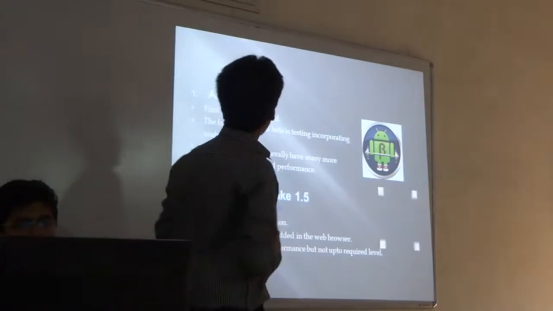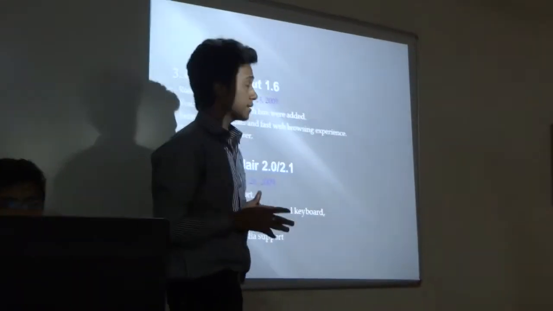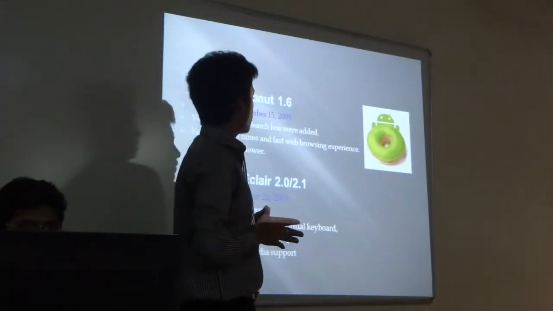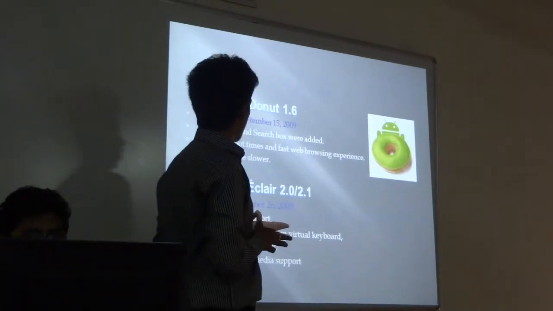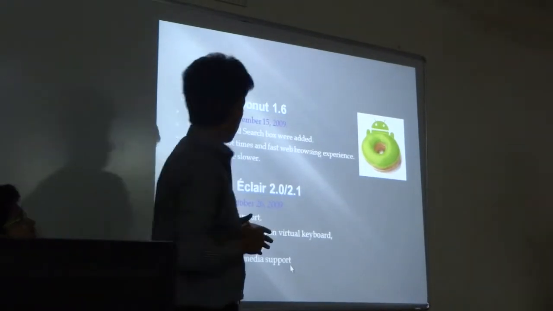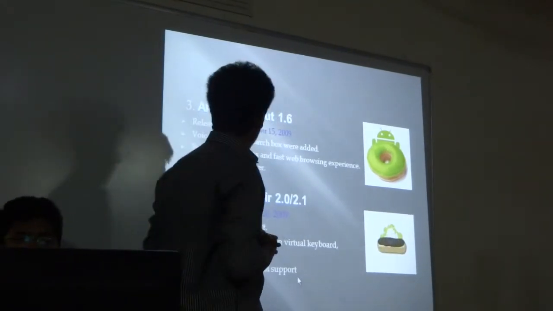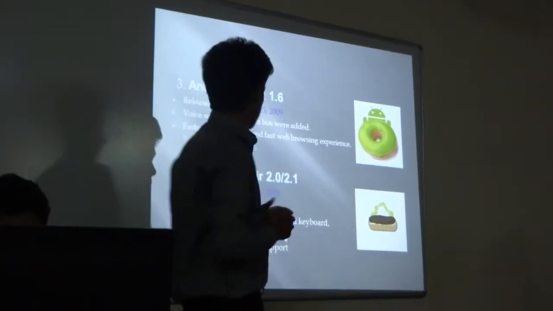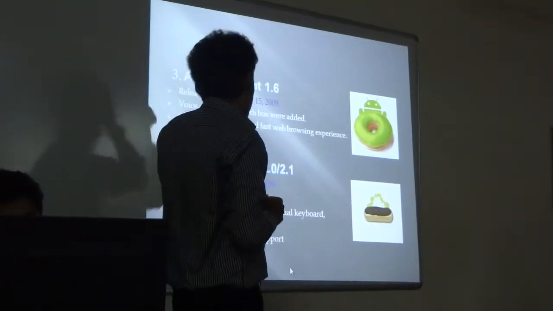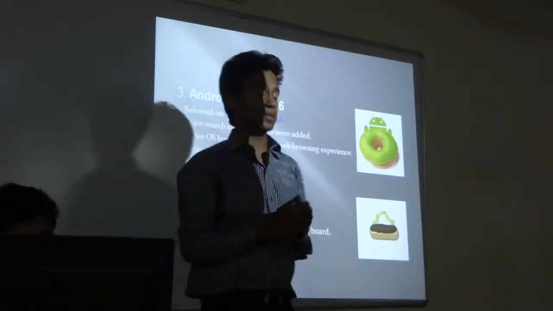Next slide please. The third is Android Donut 1.6, released on September 15, 2009. Voice search and search box were added, faster OS boot times and fast web browsing experience. Typing is quite slow. Android Eclair 2.0/2.1, released in October 2009. Bluetooth 2.1 supported. Improved typing speed on virtual keyboard with Smart Dictionary. No Adobe Flash Media is supported.